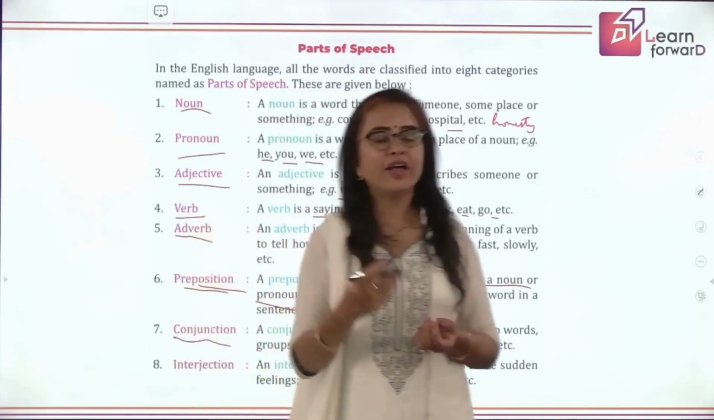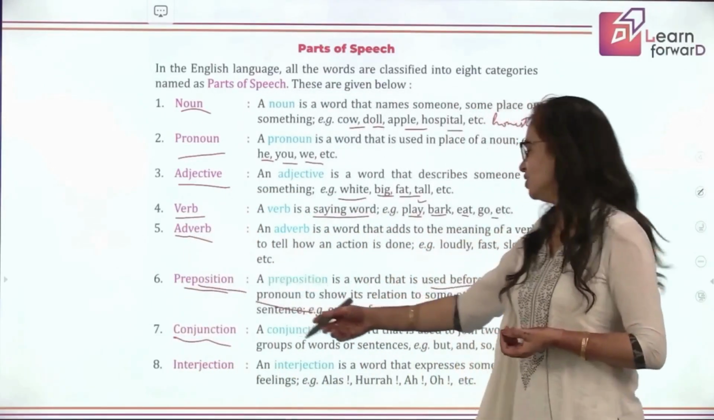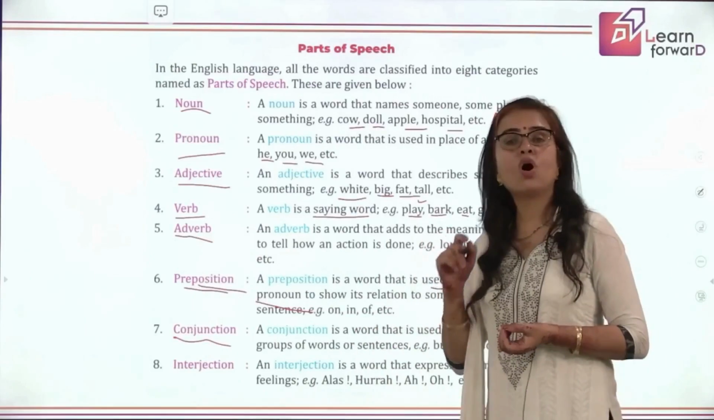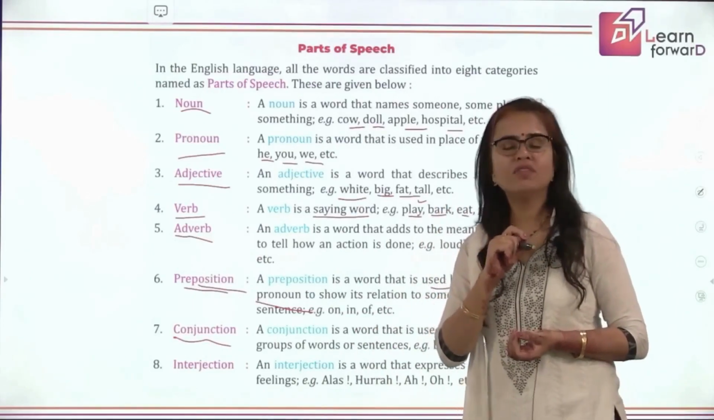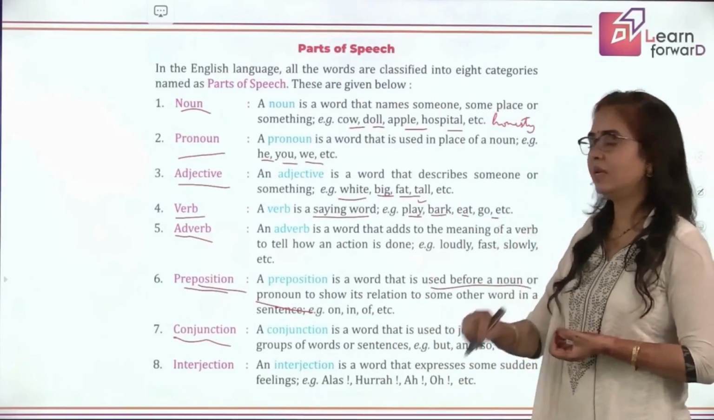So joining words are called conjunctions, like and, or, but, because, so. You have learned so many of them. We'll be learning in detail further.